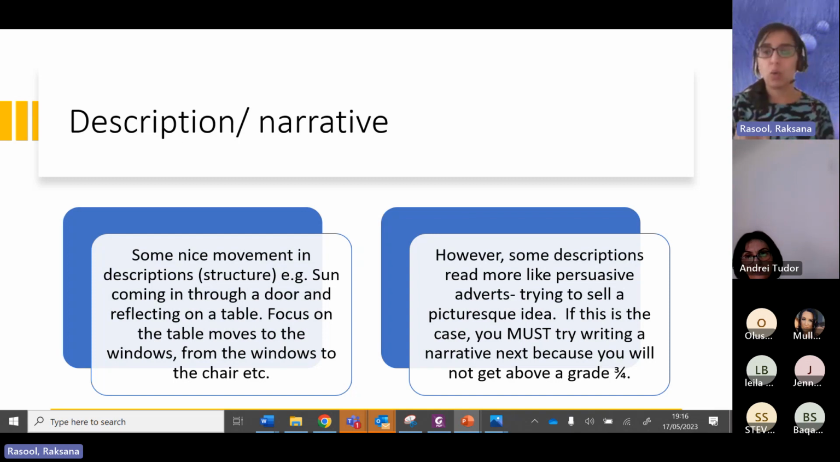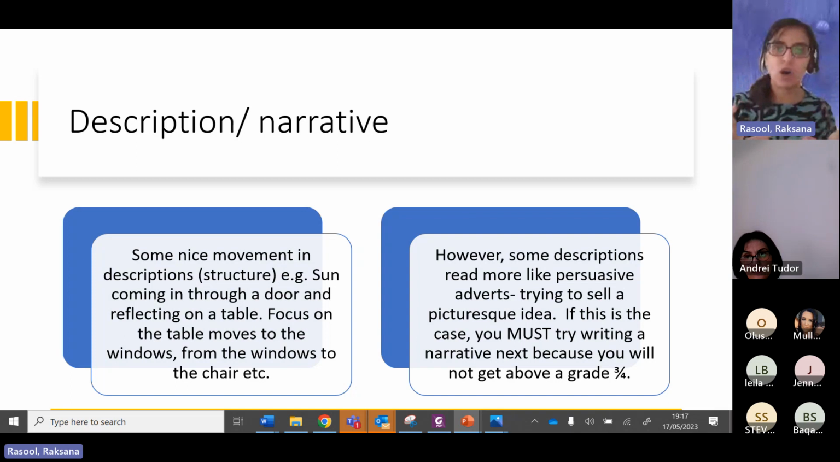But if I have put on your work that it reads like a persuasive advert and not a description, my advice to you is do the narrative next time, because you're not getting the descriptions right. And if you're not getting them right in the practices, it's not going to come suddenly. So focus on a narrative, because if your description is 100% wrong in that it's like a persuasive advert, with a narrative you only need to do a little bit of describing.